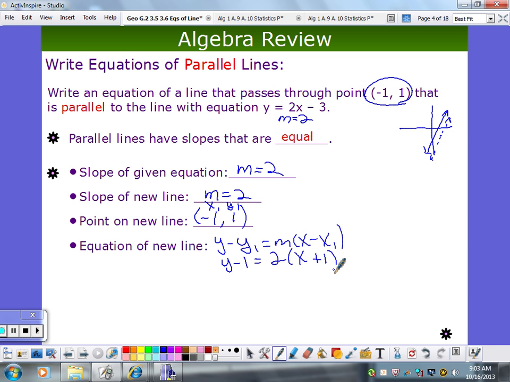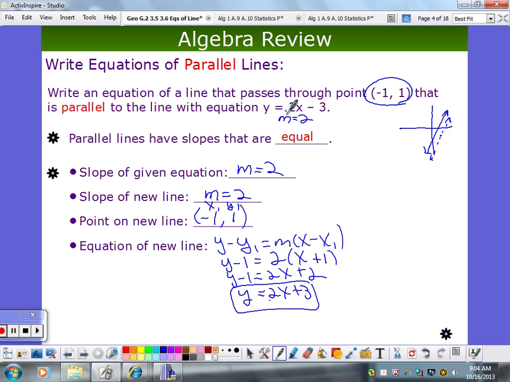Subtracting a negative, minus is plus. We'll do a quick distribute, and then add 1 to both sides, getting y equals 2x plus 3. What I do to check it is, first of all, make sure the slope is the same. This has a slope of 2, this has a slope of 2. I get parallel lines. And then I put my points in. If x is -1, 2 times -1 is -2. -2 plus 3 is 1, which is what I'm expecting. I just make sure that I do have an equation that goes through that point.